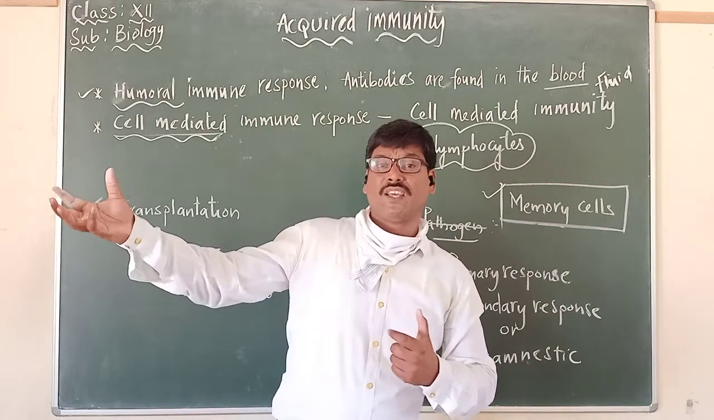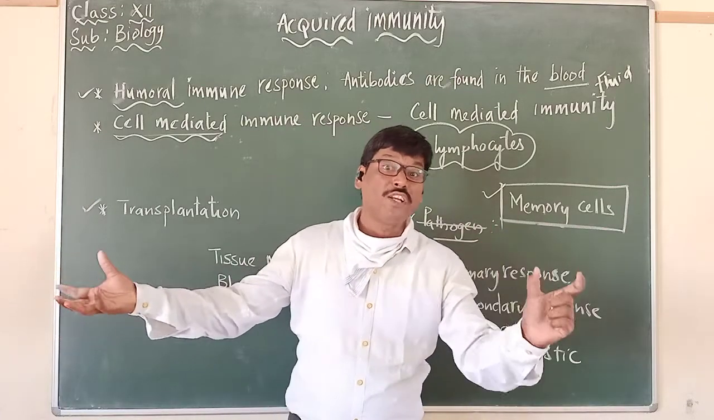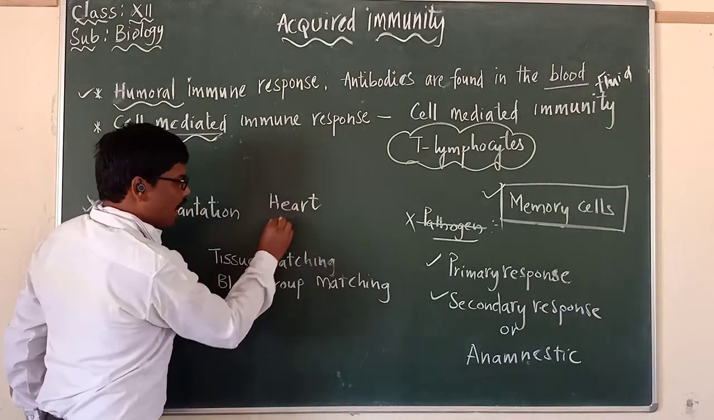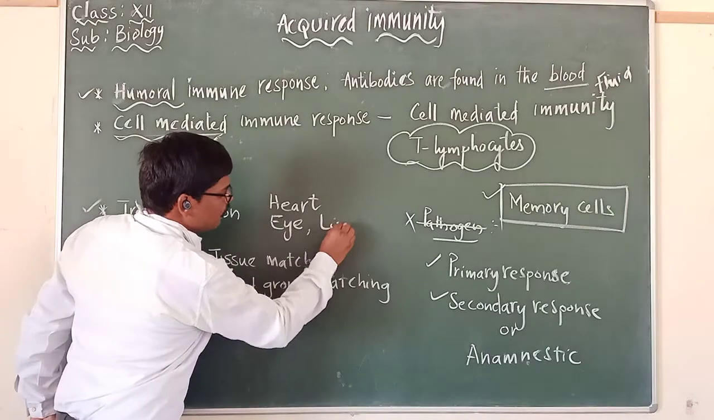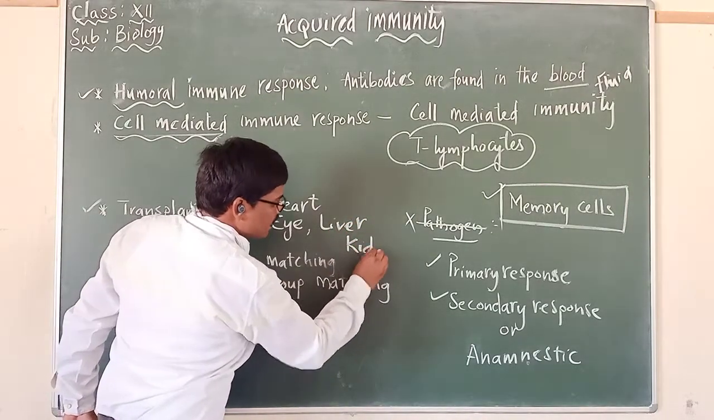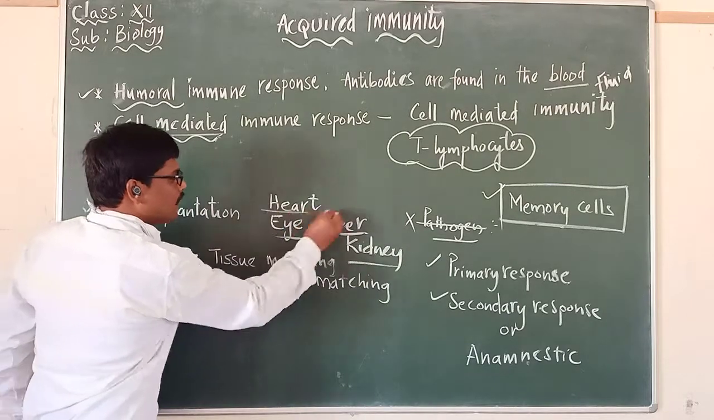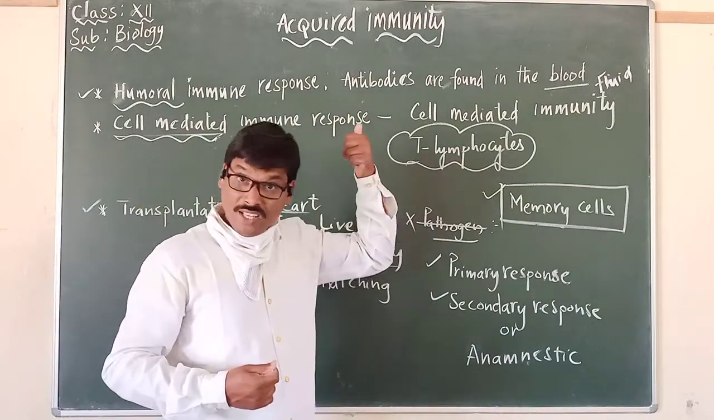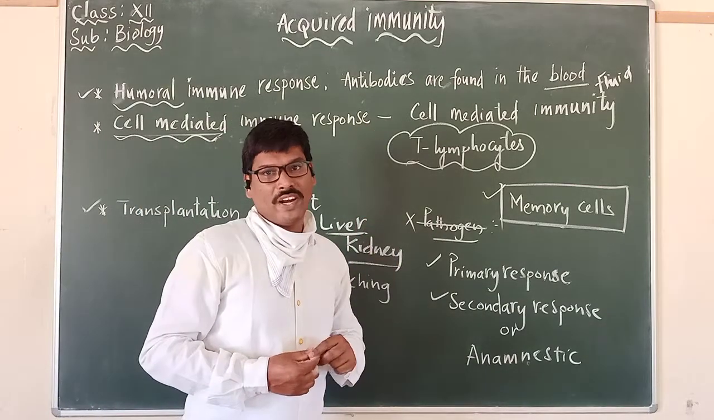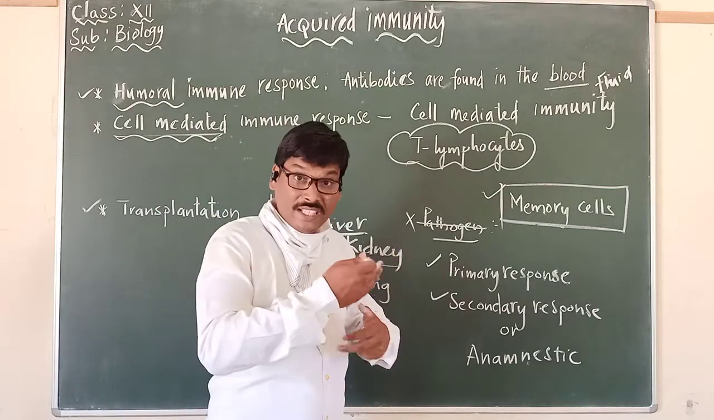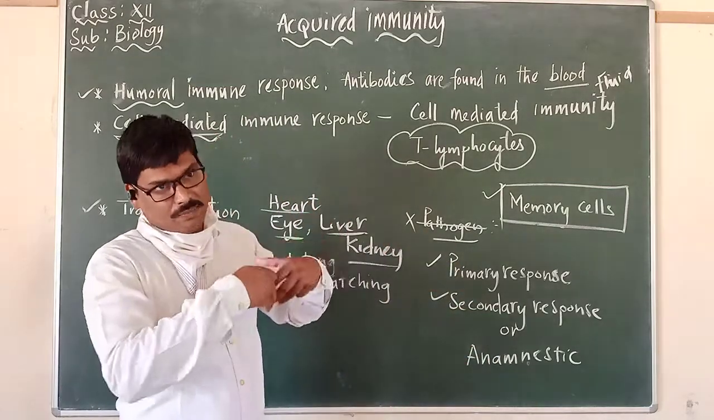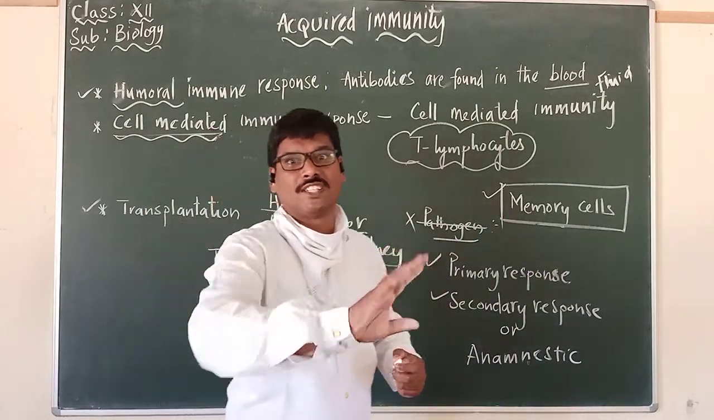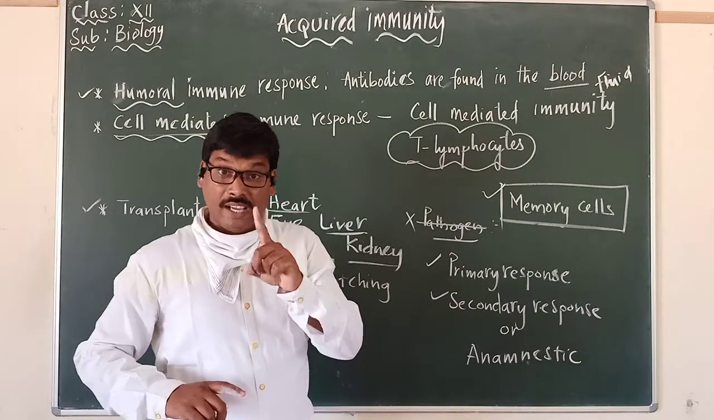But in most cases, it is being rejected. Why is it rejected? When a person wants to go for organ transplantation of the heart, eye, liver, or even kidney, most of the times we hear that organ transplantation has failed. Why does it fail? It depends upon the acquired immunity. During the grafting process, when a donor gives an organ to a particular person, our immune system will reject it. We call it graft rejection.